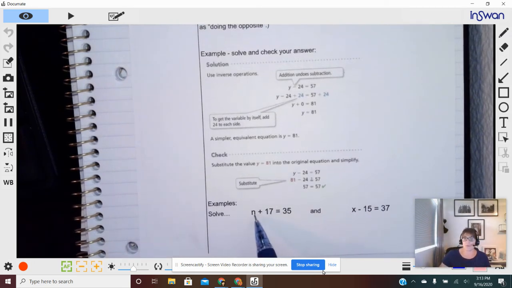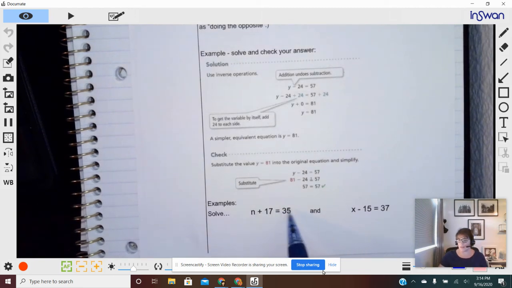In a variable, something plus 17 equals 35. Now, we could guess and check. We could figure out an answer, but I want to prove it. Solving equations is about proving it. So something plus 17 equals 35.